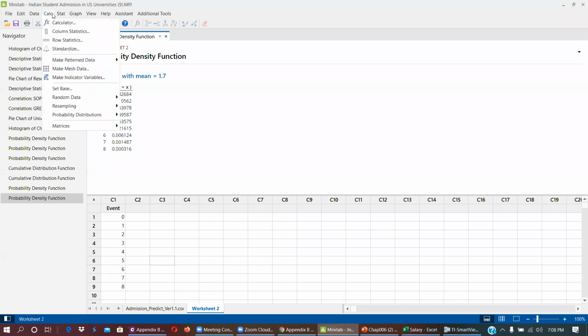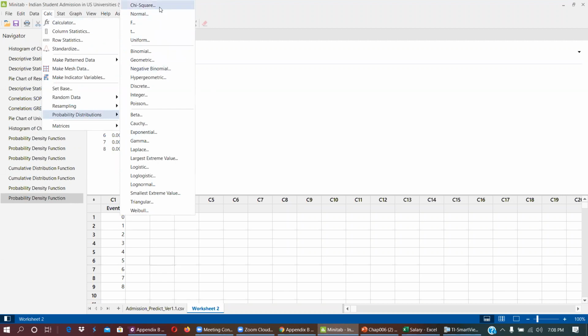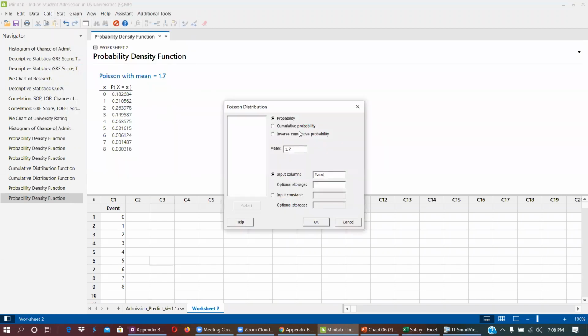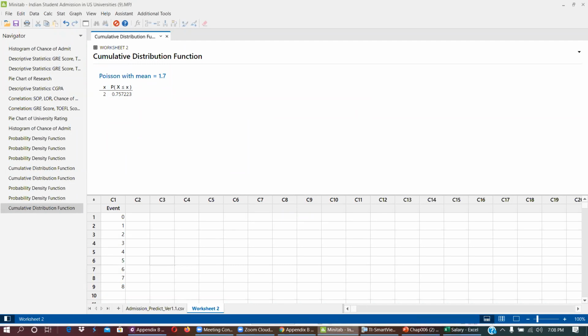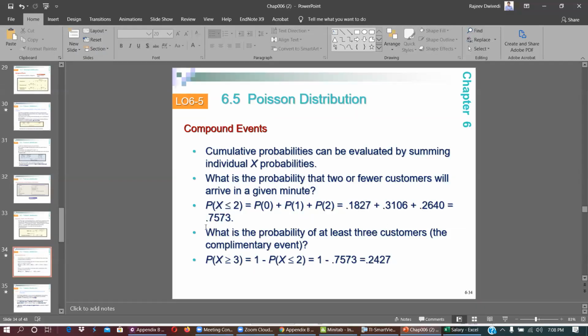So here we go, calculate probability distribution, and now we would like to check. This is cumulative because it is asking for multiple. So I'm just putting 2 here, and we get 75.72. And you can see right here, the answer is 75 point something. This is exactly the same answer.